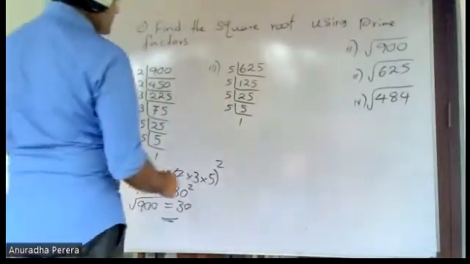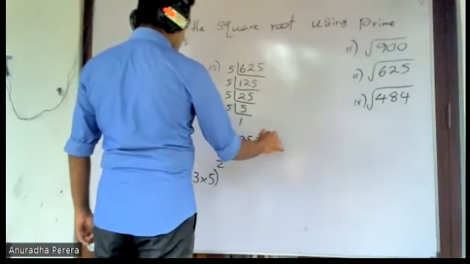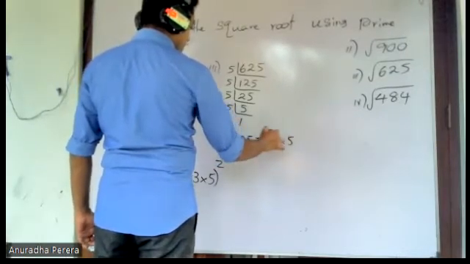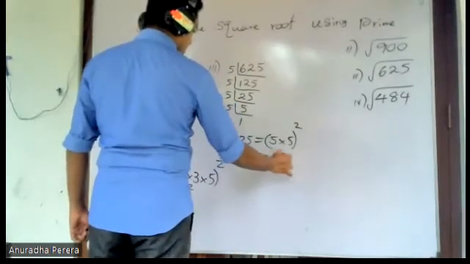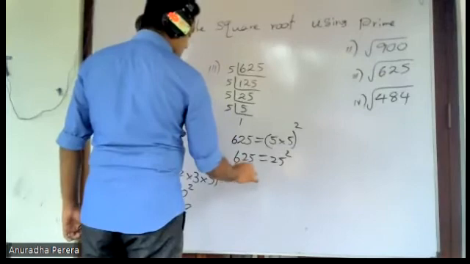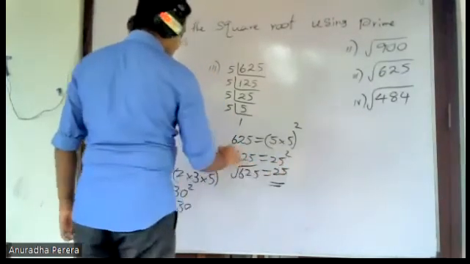Then you can write this 625 as 5 into 5 into 5 into 5, which is 25 to the power 2. 625 equals 25 to the power 2. The square root of 625 is 25. Yes.